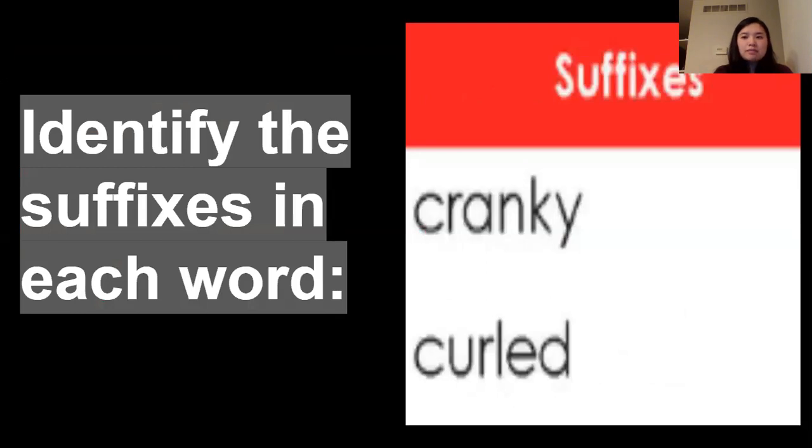Now, your job is you're going to identify the suffixes in each word. So cranky, what is the suffix? If you said Y, you are correct. The E, cranky, E with the letter Y. And then curled, what is the suffix of the word curled? Yes, if you said the suffix is ED, you are correct.